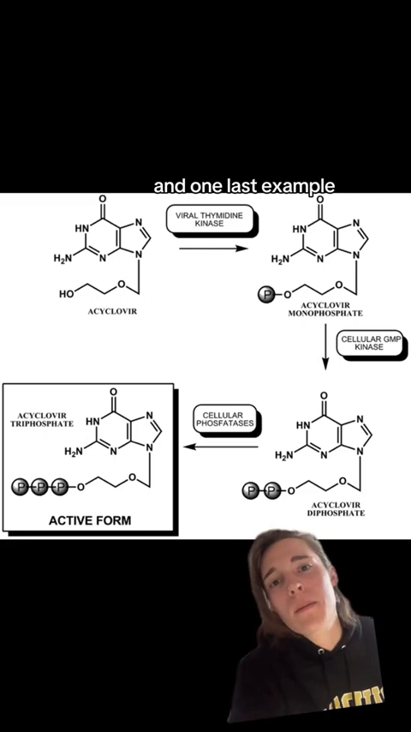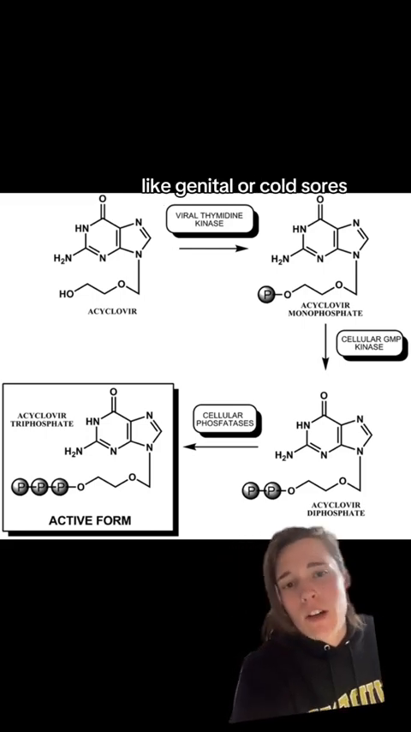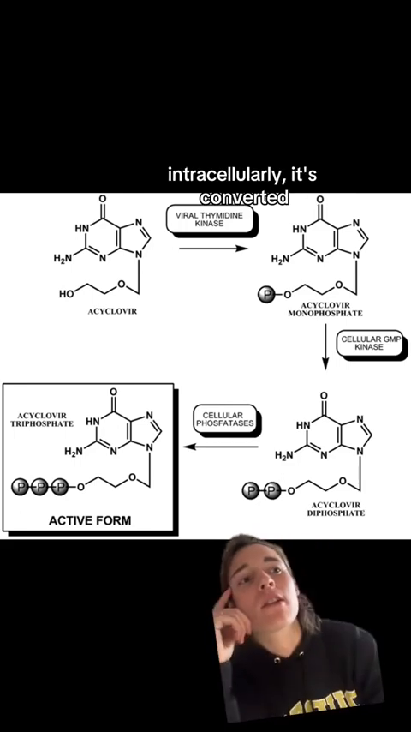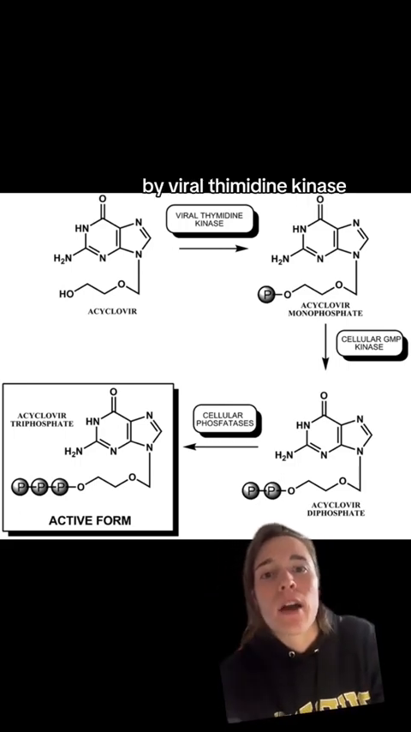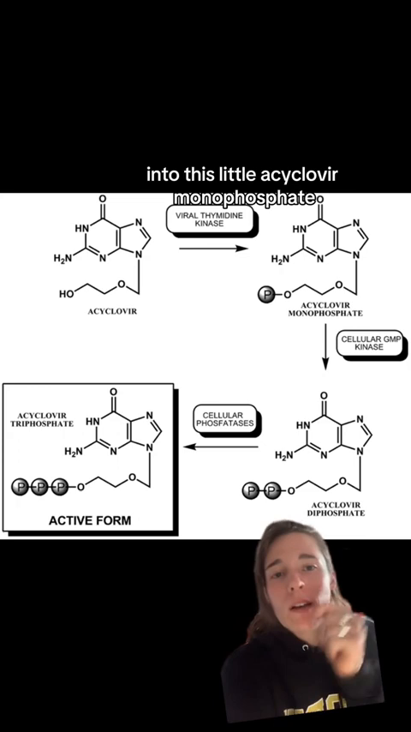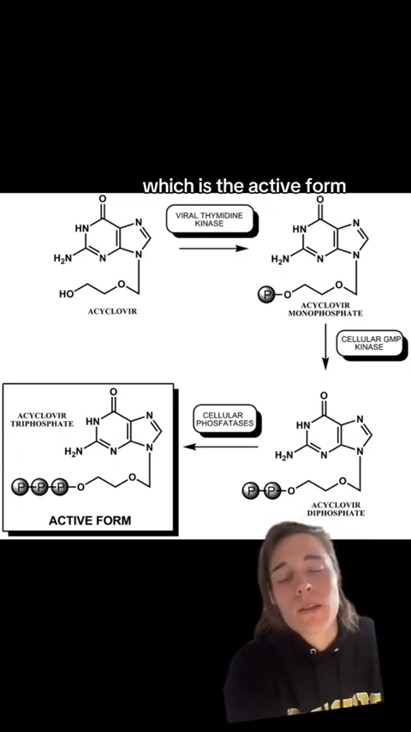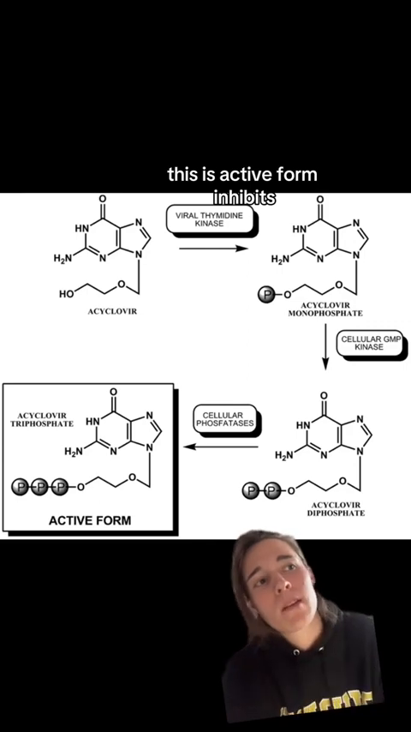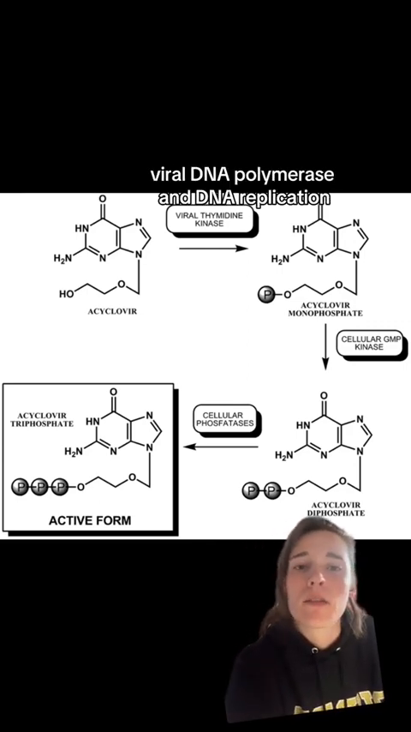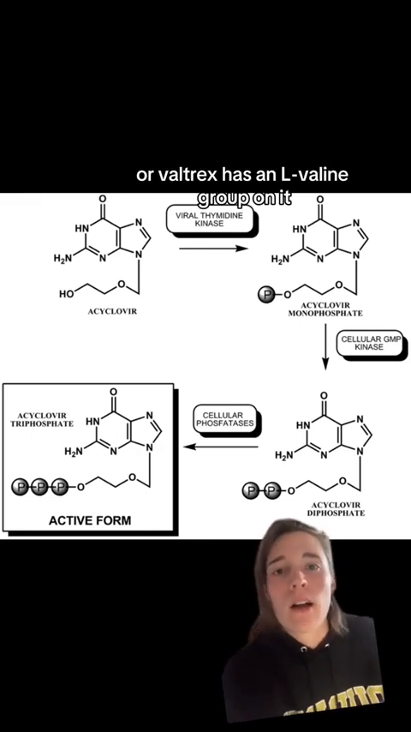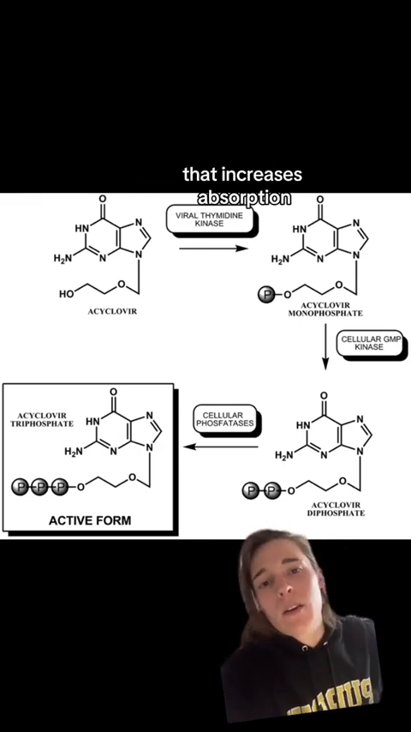And one last example is acyclovir. It's used for herpes like genital or cold sores. It's also used for shingles. Intracellularly, it's converted by viral thymidine kinase into this little acyclovir monophosphate, and then eventually to the acyclovir triphosphate, which is the active form. So this active form inhibits viral DNA polymerase and DNA replication. I will mention that valacyclovir or Valtrex has an L-valine group on it that increases absorption.